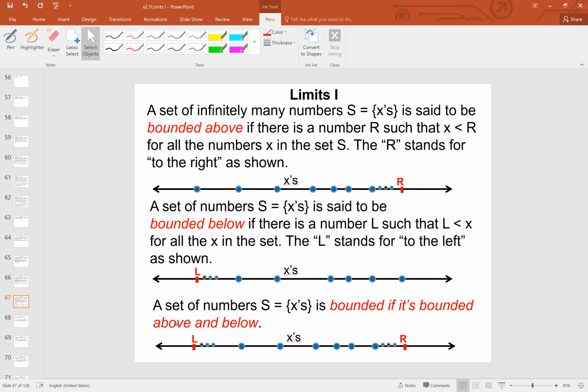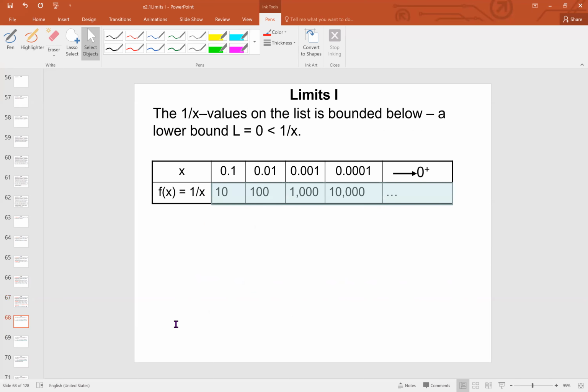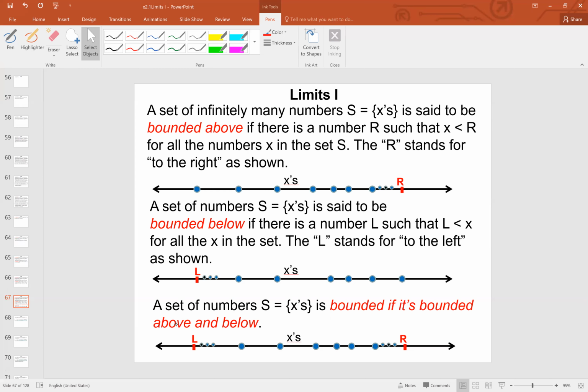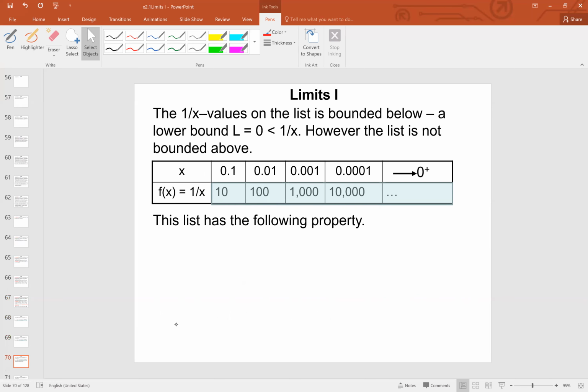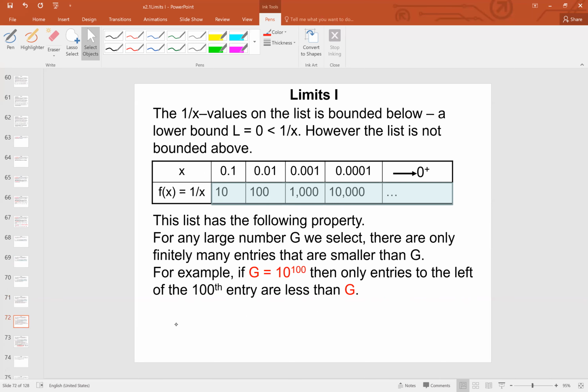So a set is bounded if it's within a finite interval, if you like. And why is this important? Well, notice this limit, f of x equals 1 over x. If we plug in as x goes to 0 on the right-hand side, we get a list of outputs that's not bounded, because it's bounded from the left but not from the right. It gets bigger and bigger, and we say these outputs go to infinity.